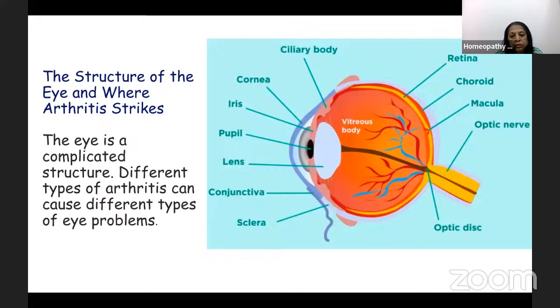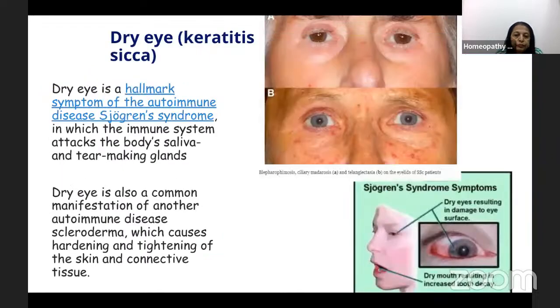Before we talk about eye diseases in rheumatic diseases, we should know the anatomy of the eye, where you can see here in the center in front in the blue color is the cornea, the anterior chamber, iris, and the lens, and behind is the vitreous, and then retina, choroid, and sclera, and the optic nerve. So in case of rheumatic eye disease, the most common is dry eye.